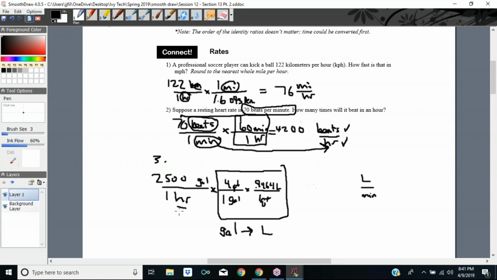Now we have to get these hours into minutes. And again, we want minutes to be on the bottom so it matches what we have out here. So we have gallons gone, we have quarts gone, we have liters in the top, and now we're going to do 1 hour is 60 minutes. Now the hours are gone, and all we're left with is liters on the top and minutes on the bottom. And you just multiply across the top and divide by the bottom numbers. $157.7, that is what it is.